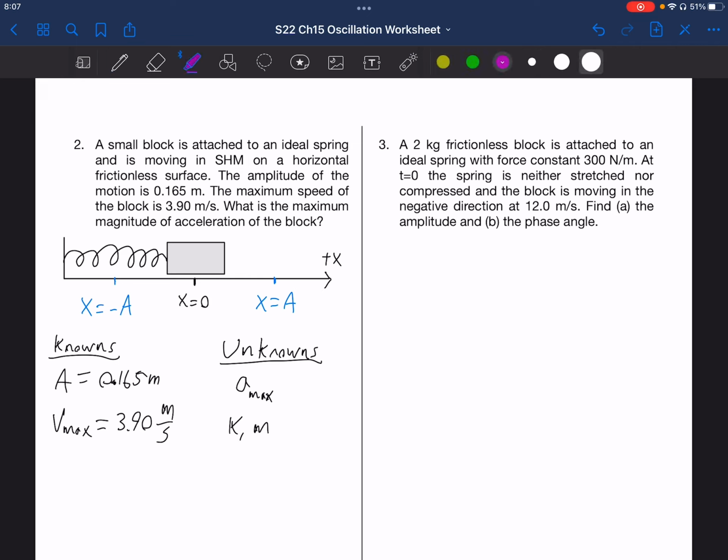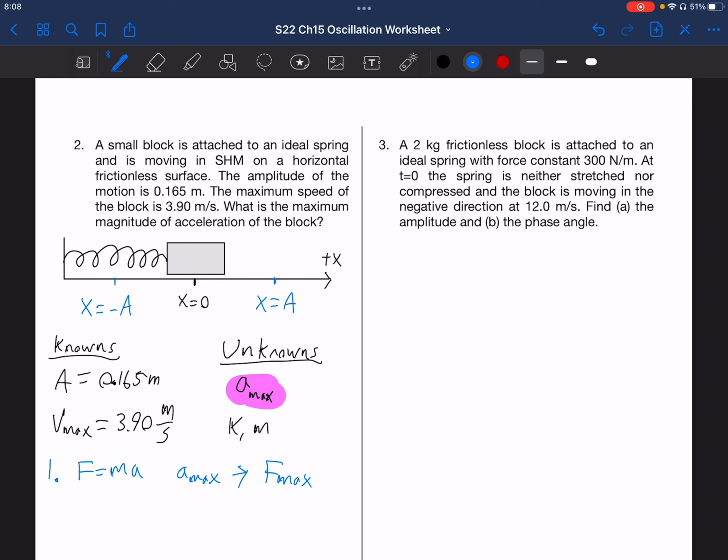Well, first, let's think about our unknown. Our unknown is the acceleration. So we know a few things about acceleration when it comes to an oscillating system or when it comes to a spring, right? We first know that acceleration is related to force. So let me write down that concept. I'll say this is the first concept we're going to use in solving this problem. And that concept is that acceleration is related to force. We have F equals ma. Right? So if I want to find the maximum acceleration, that happens when we have the maximum force. Okay, that's the first thing we can note.